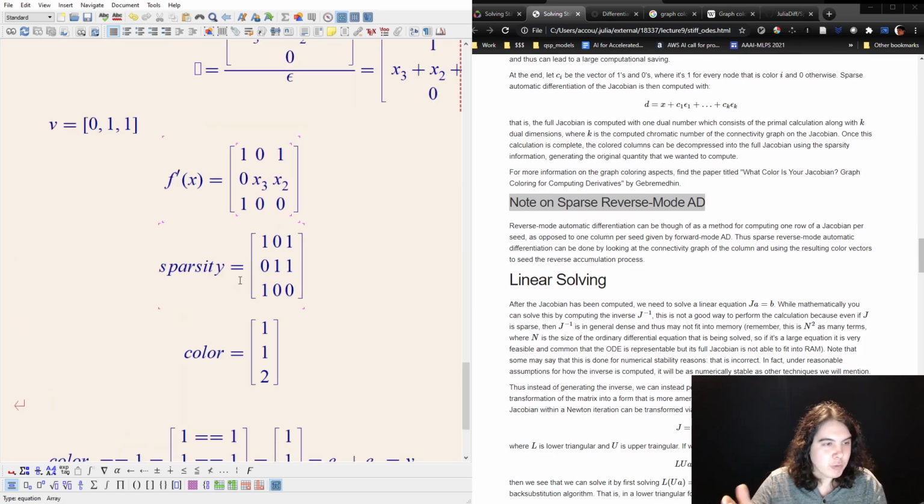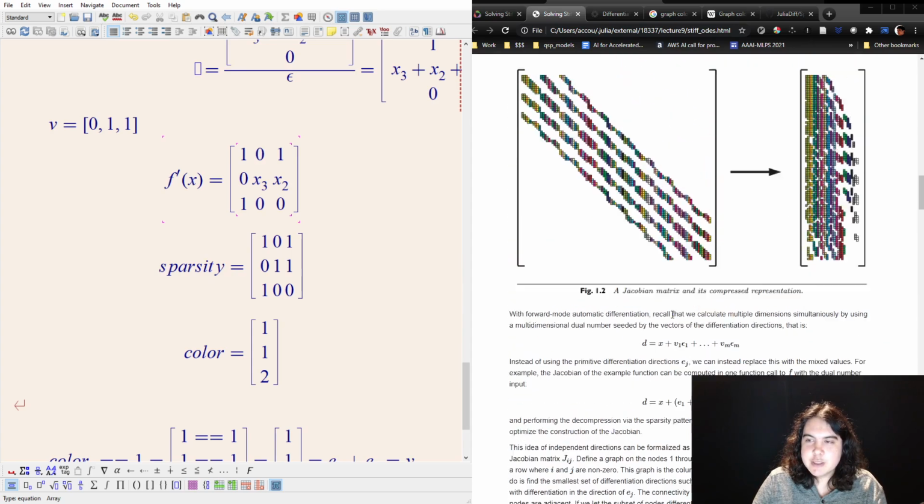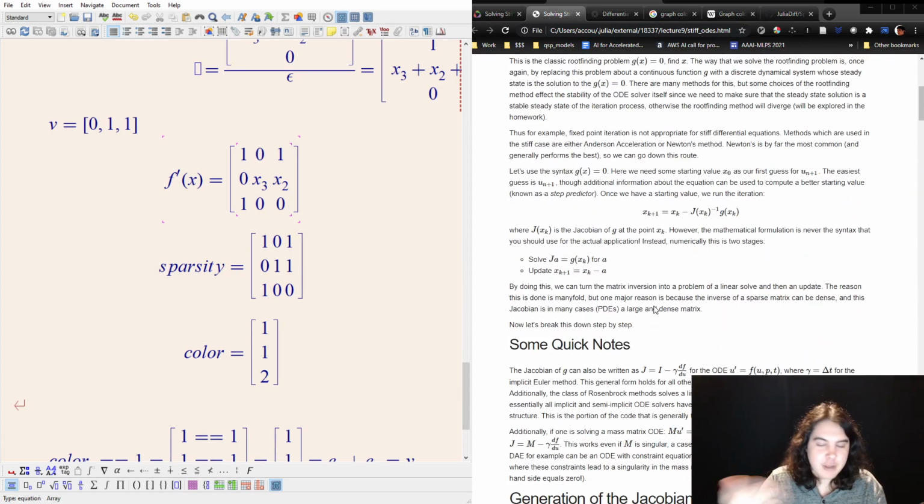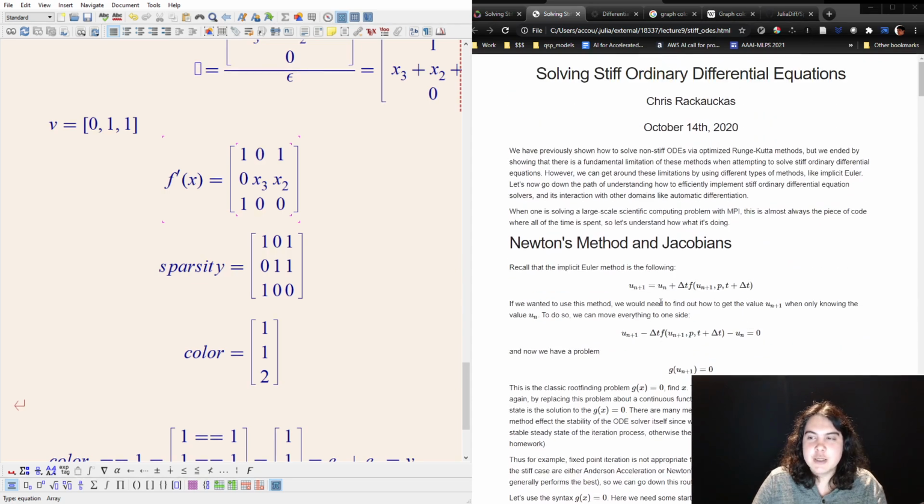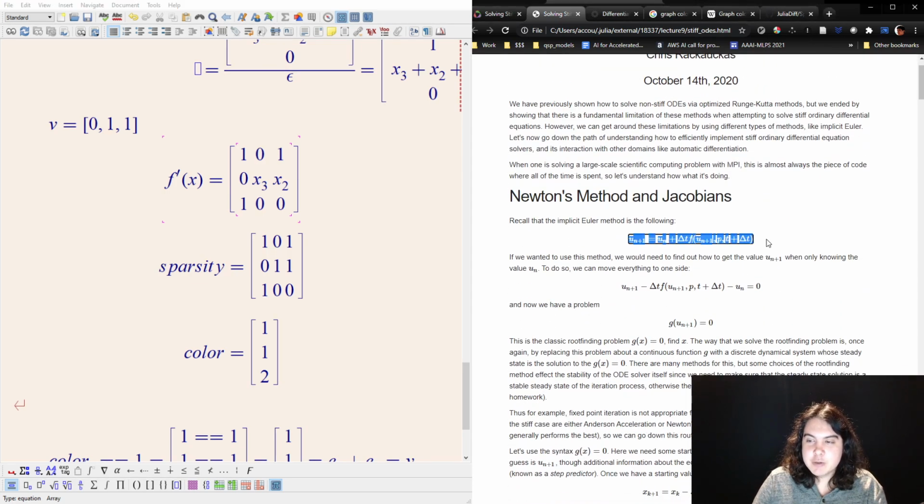So that's how you build really big Jacobians really fast. Okay, so let's go back up to Newton's method because that was kind of a long explanation. Let's see where we're at. So we use implicit Euler. We move everything to one side. We get g of x equals 0, right?